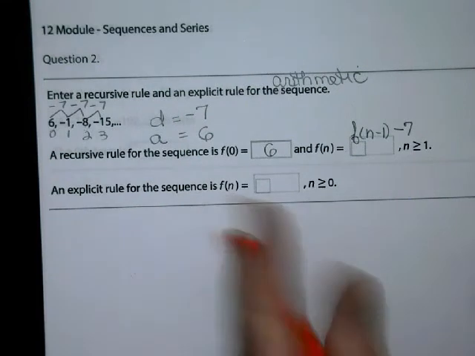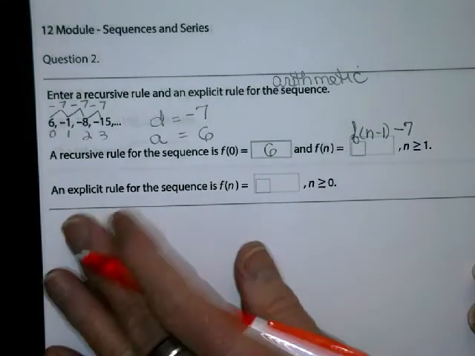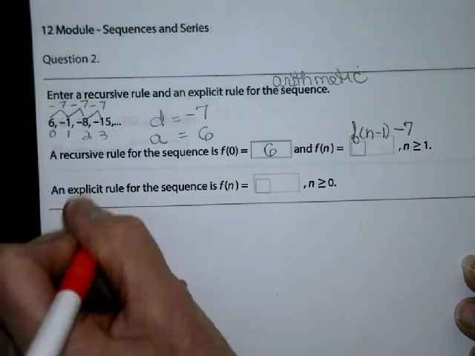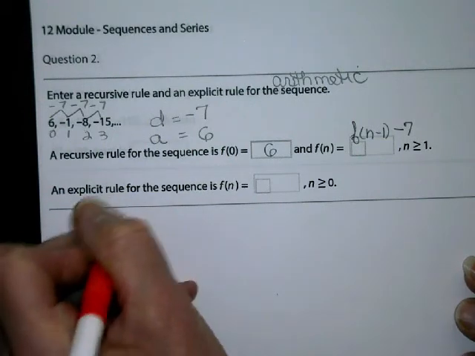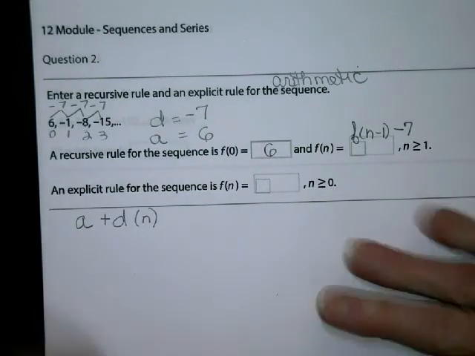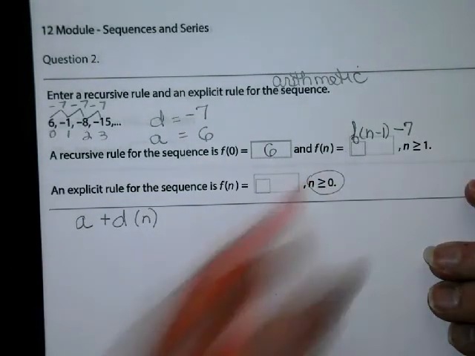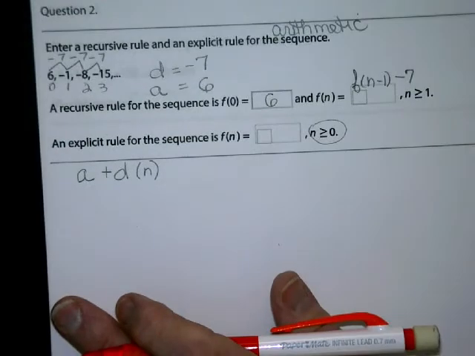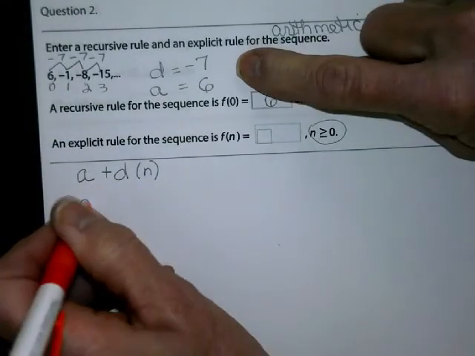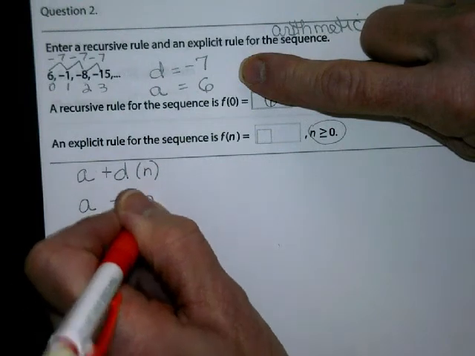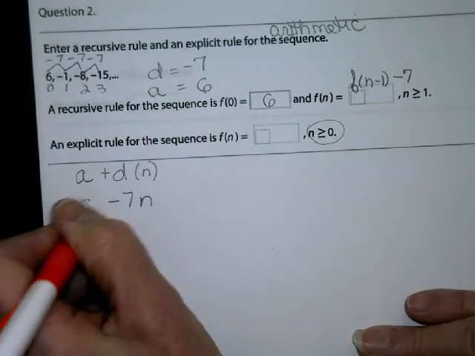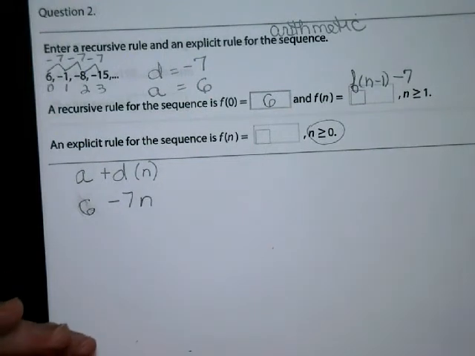Multiplication sign: just don't use one, and then for the explicit rule you can use parentheses. Now if you remember the explicit rule, we take our initial value and then we add our difference times n. Okay, but n is after 0, so n is 0, so that'll work. N is greater than or equal to 0, that's normal. For number 2, they do want you to simplify it. So I'm going to put my a in, and I have a minus 7n, so my a is 6. And there's nothing else to simplify.